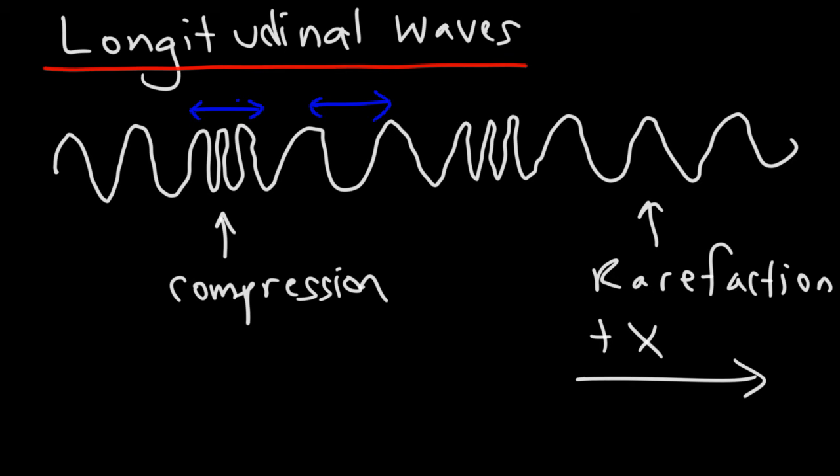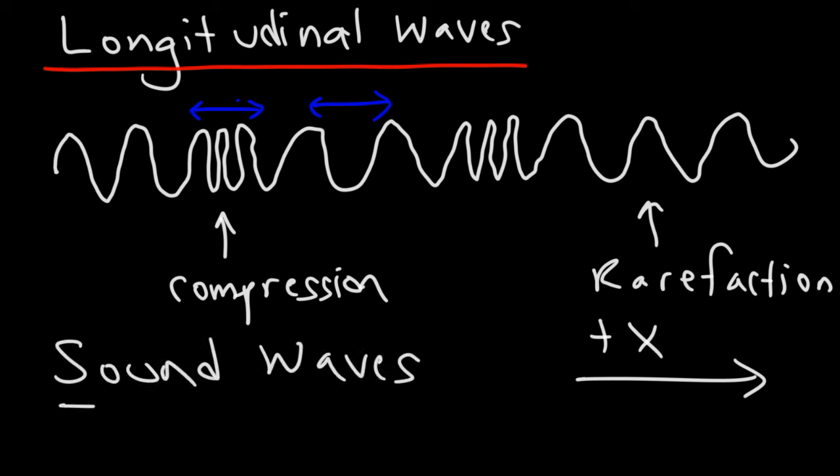A good example of a longitudinal wave is a sound wave. Sound waves are basically pressure waves. In a sound wave, you would have a region of high pressure where the molecules are very close to each other, and you'll have regions of low pressure where they're more spread out. So sound waves are a good example of longitudinal waves.